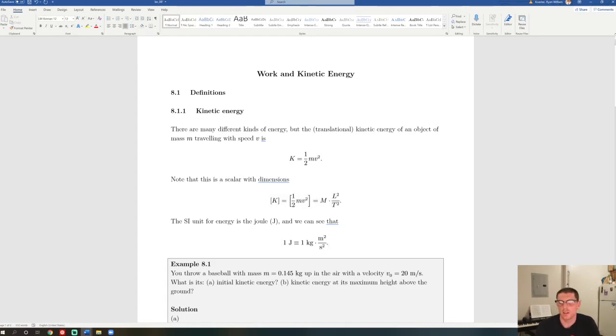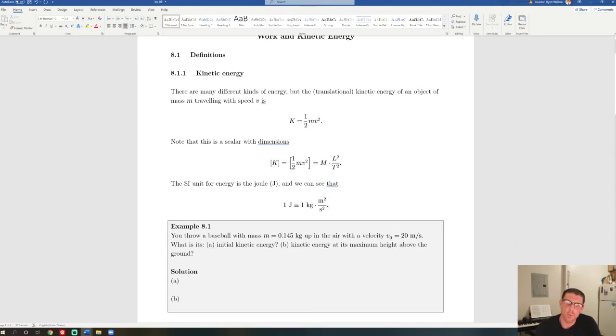So this, I want to say, is not horribly complicated. We'll look at an example here right away to just sort of get some practice with this. I don't think that there's really anything more to say about kinetic energy at this time.